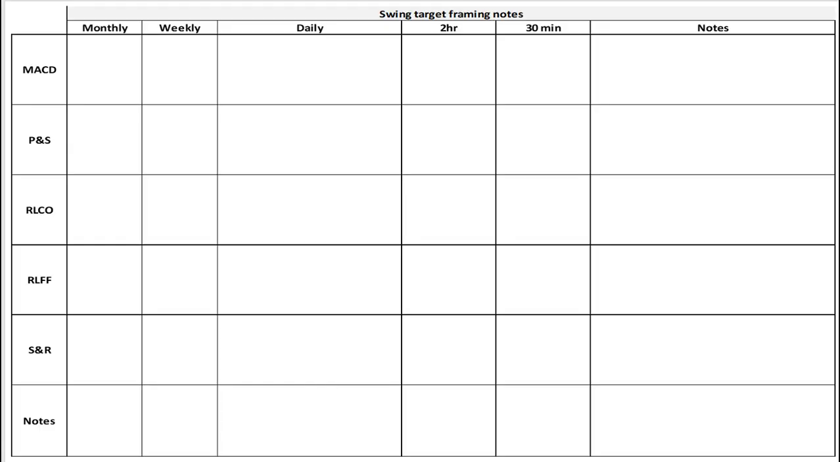So good morning, this is Ken with the gang at the Swing Trading Workshop, December 2nd, 2018. This is a quick review of this new prototype note-taking tool to help us focus on swing target framing.